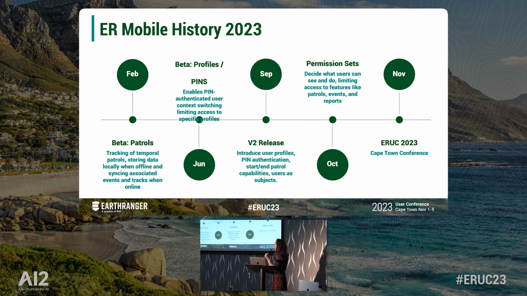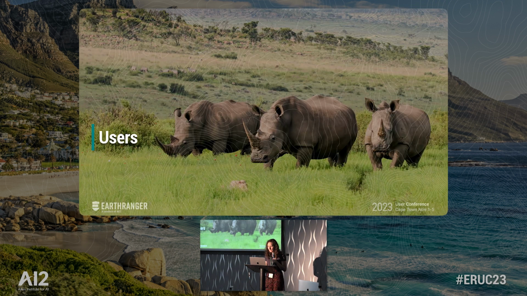Now you can start and stop patrols from the mobile app. We've also been adding PINs, which is a different way of logging in that doesn't use a username or password and allows you to change some child users without using a password. We released that in September, and most recently have been making some improvements to the way that we handle permission sets. So here we are today, and we're going to give you a bit more depth on all of those features coming up.